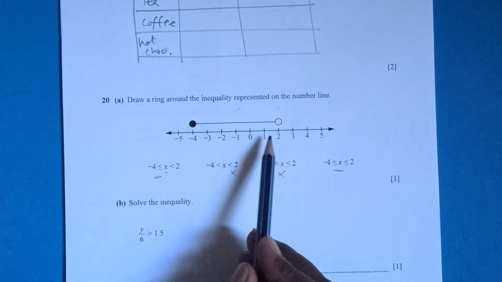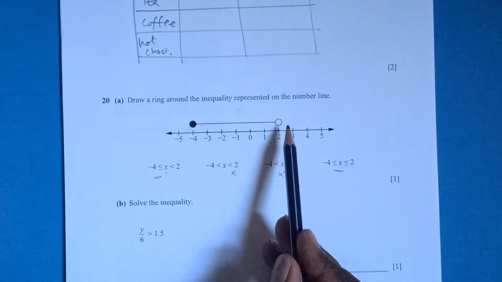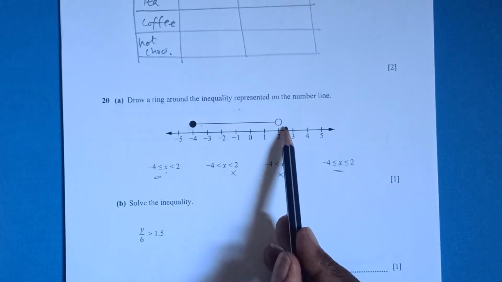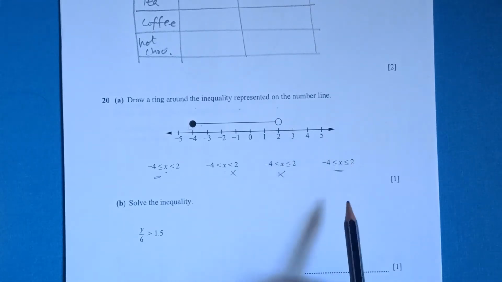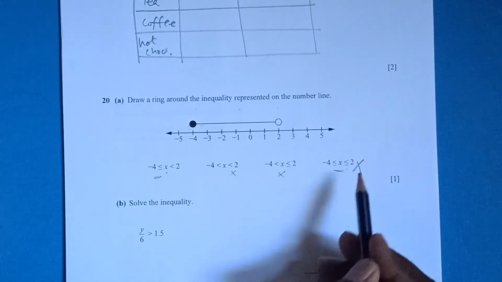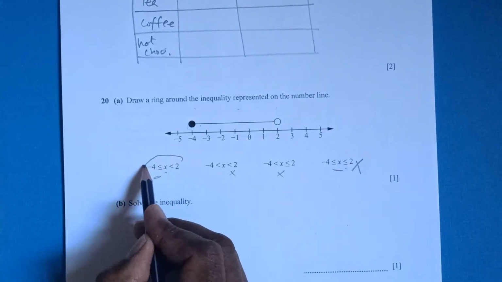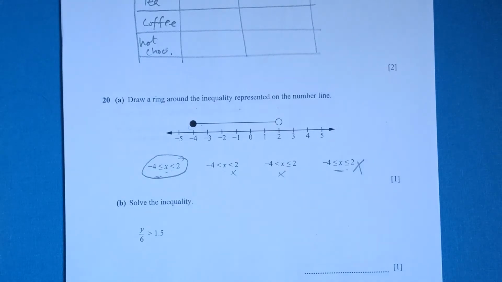So let's see another one. On the other side, 2, this is a hollow circle. So this is not equal to 2. So we are not expecting an equal sign. Here you have an equal sign, so this option is also gone. So we are left with only this option. So this is the correct answer.